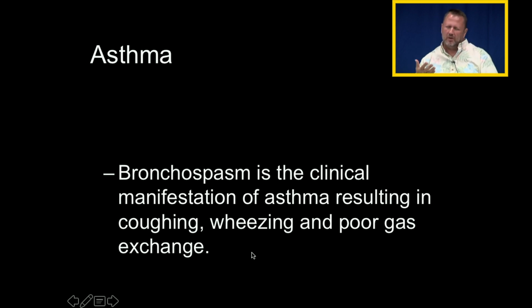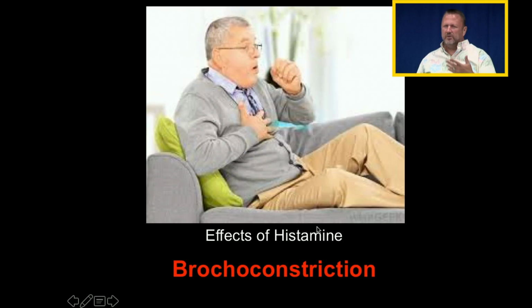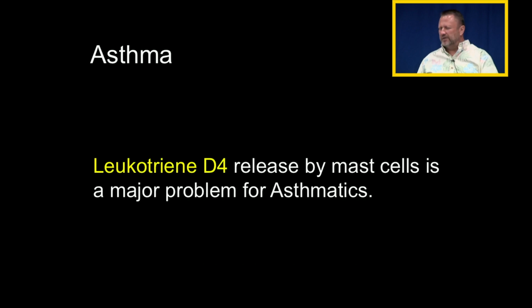Think of it as a musical instrument that you blow air across to make noise. And then obviously the coughing is a problem, and then poor ventilation. They're not able to move air in and out of their body. They're not able to get the oxygen in and the carbon dioxide out. All right, so these mast cells release histamine during an allergic reaction, during a reactive episode. That's why it's called reactive airway disease. And this is a major problem for asthmatics, resulting in bronchoconstriction, constriction of the lung airways.